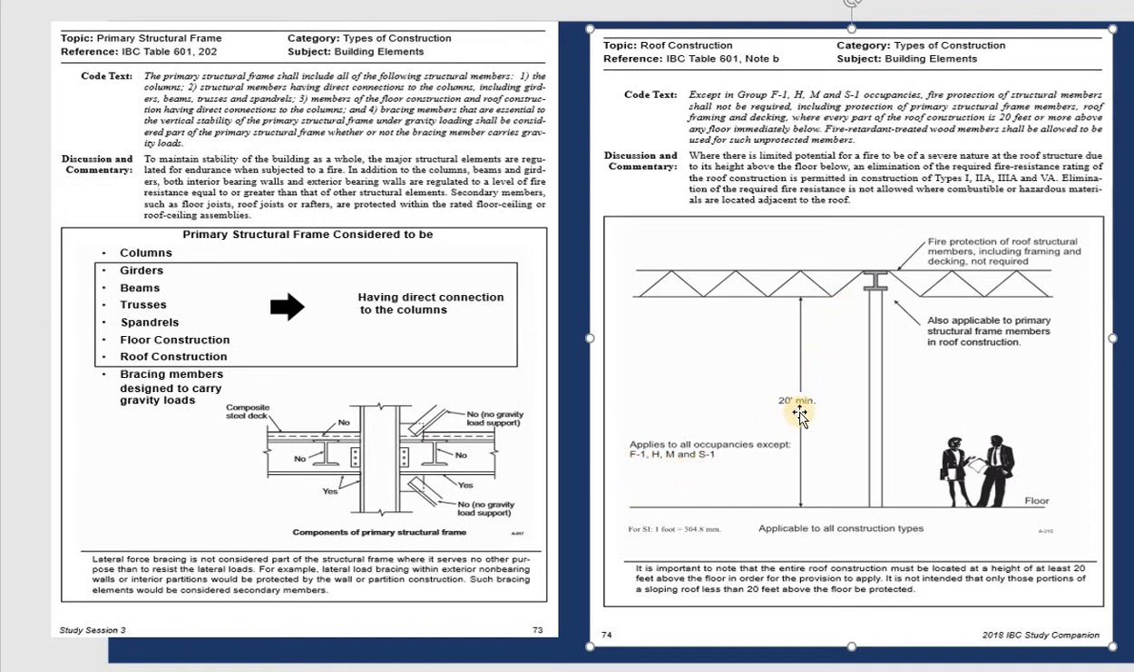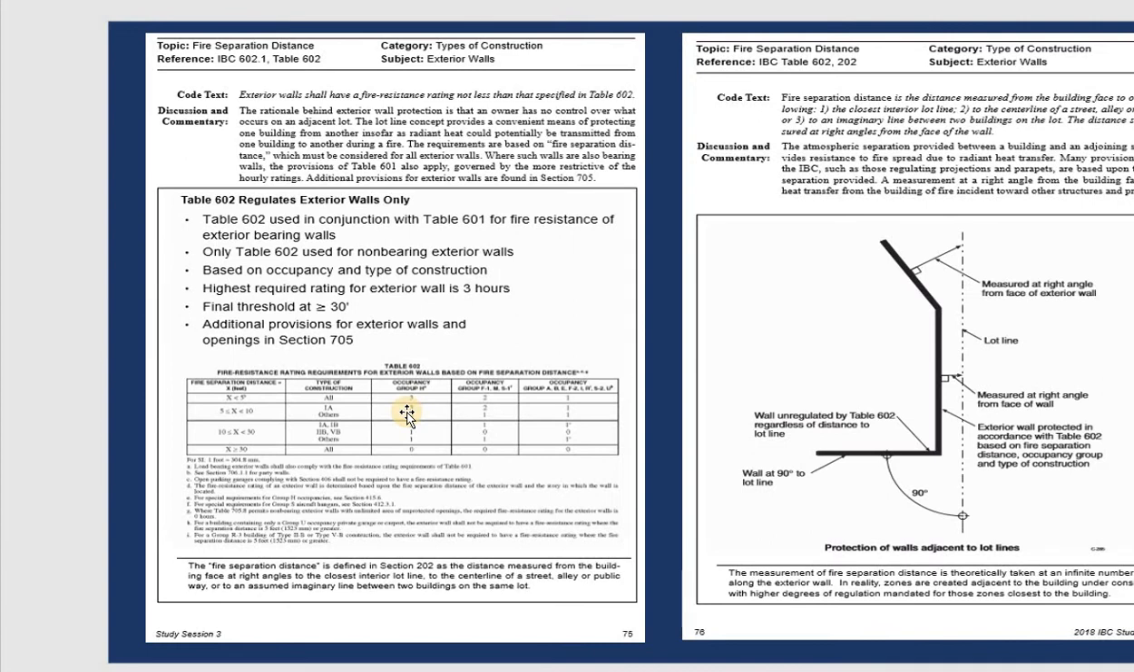You need minimum 20 feet, and after that on the roof you need fire protection for that. Also on the beam and the column you need to do the same thing. Okay, this is another example, so you can see the fire resistance for exterior bearing wall.